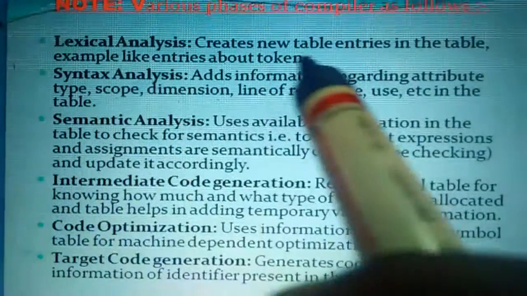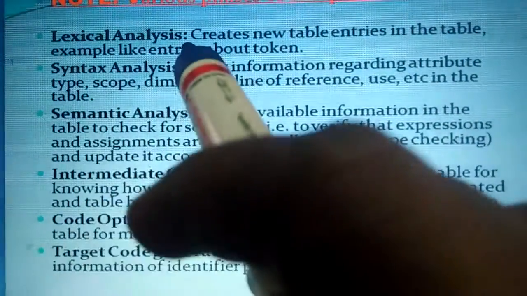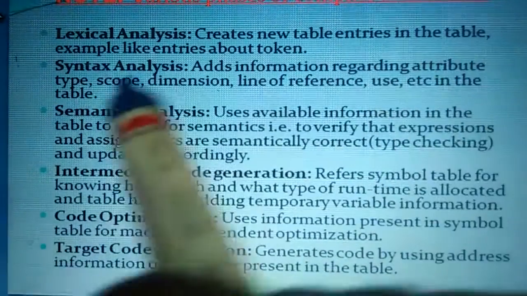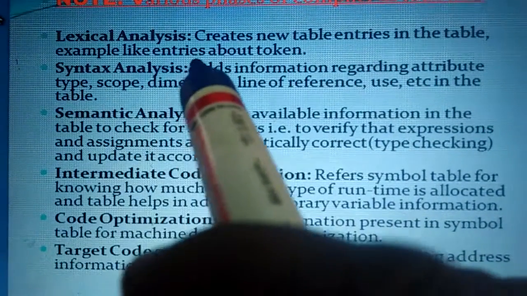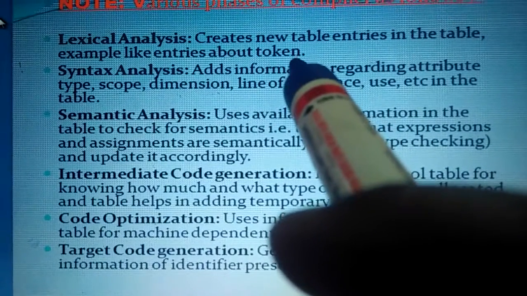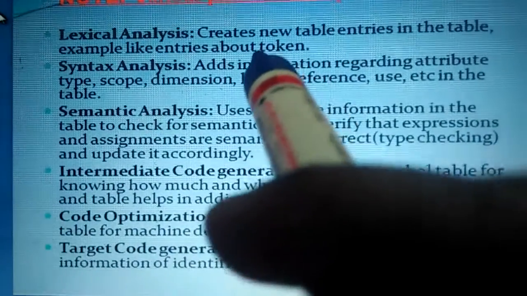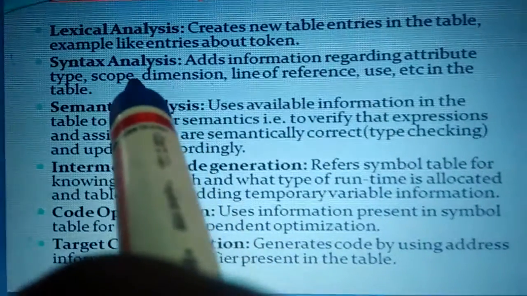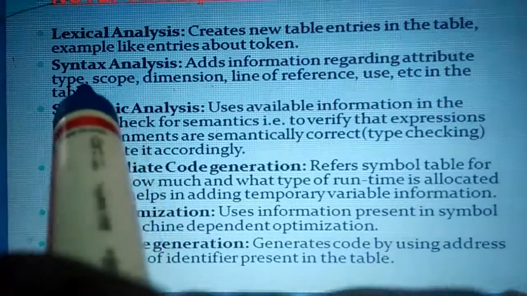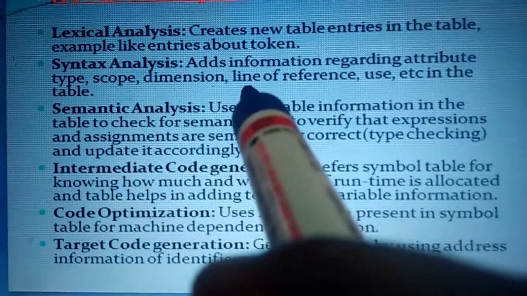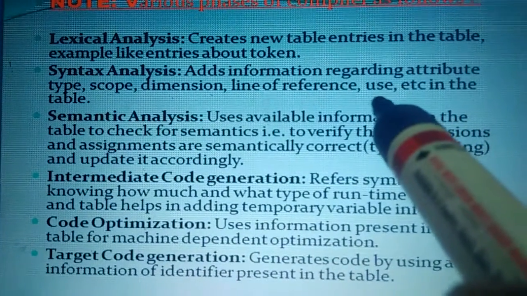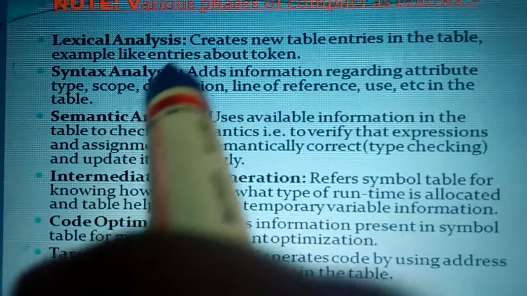So let me brief you once again. Lexical analysis creates new table entries in the table, examples like entries about the tokens. Those entries, what I was saying about the variables, are nothing but the tokens. The syntax analysis adds the information regarding attribute type, scope, dimension, line of reference, and their use, etc. in the table.